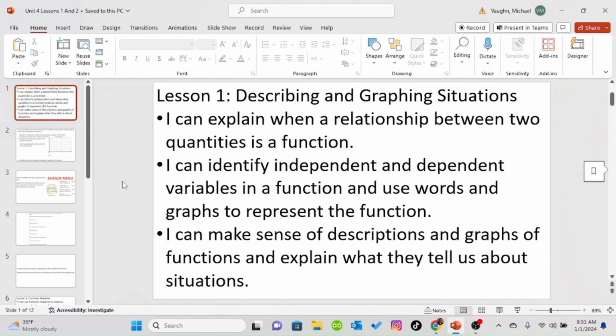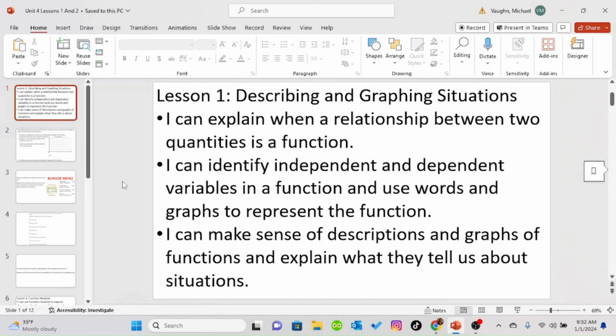Your learning target number 2 is that you should be able to identify independent and dependent variables in a function and use words and graphs to represent the function. Your independent variable is your input. It's the one you can change. It's the one we usually identify as the x variable. Your dependent variable is the one that changes based on what your input is. So your dependent variable is your output. It's the one that we normally call the y value.